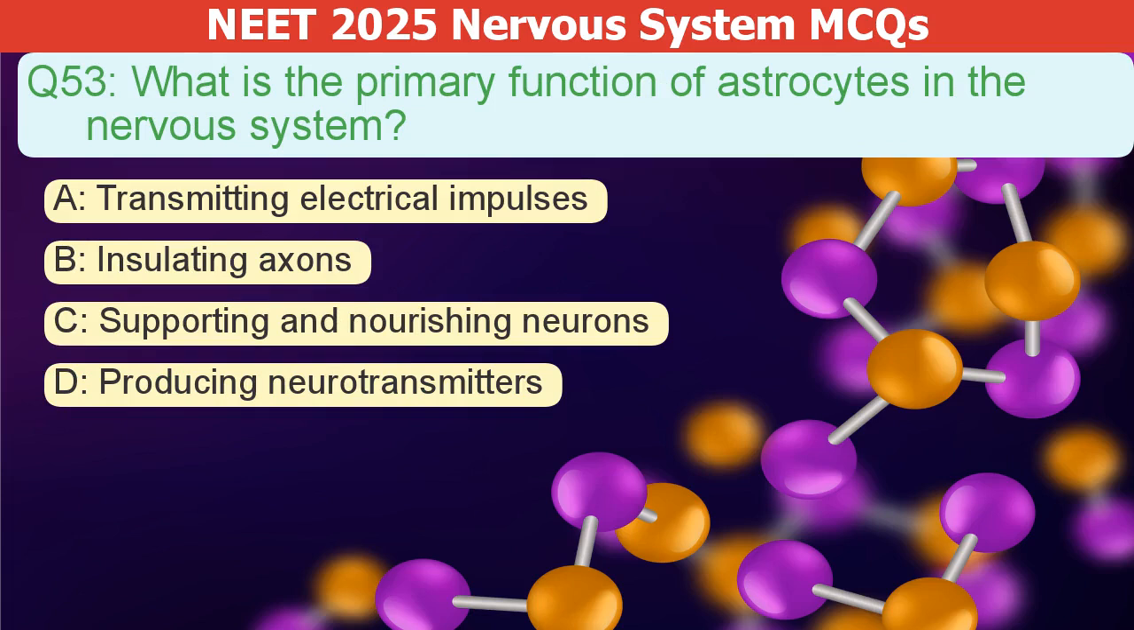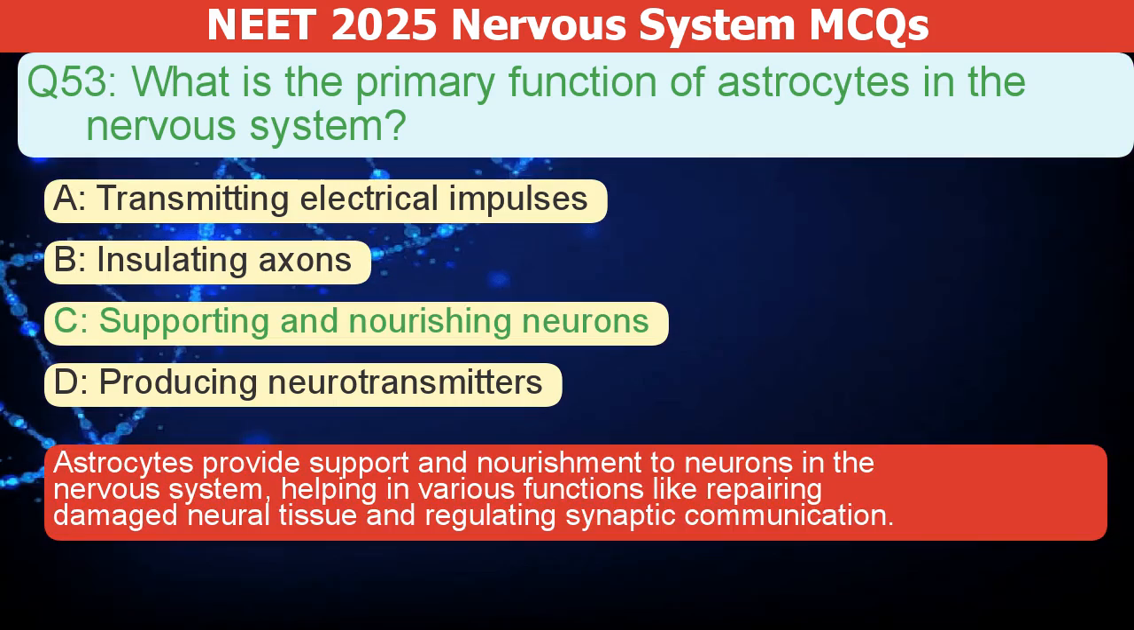What is the primary function of astrocytes in the nervous system? A. Transmitting electrical impulses. B. Insulating axons. C. Supporting and nourishing neurons. D. Producing neurotransmitters. The correct answer is C. Astrocytes provide support and nourishment to neurons in the nervous system, helping in various functions like repairing damaged neural tissue and regulating synaptic communication.